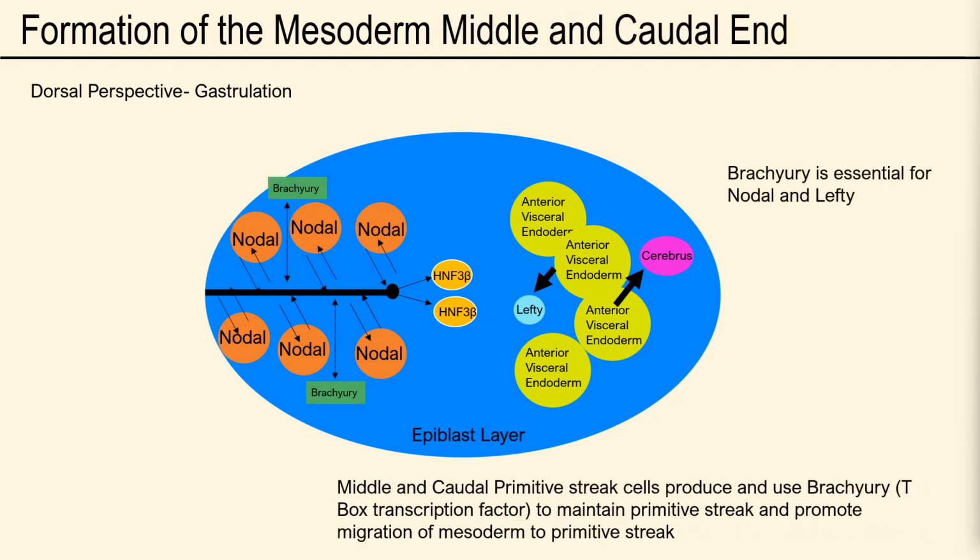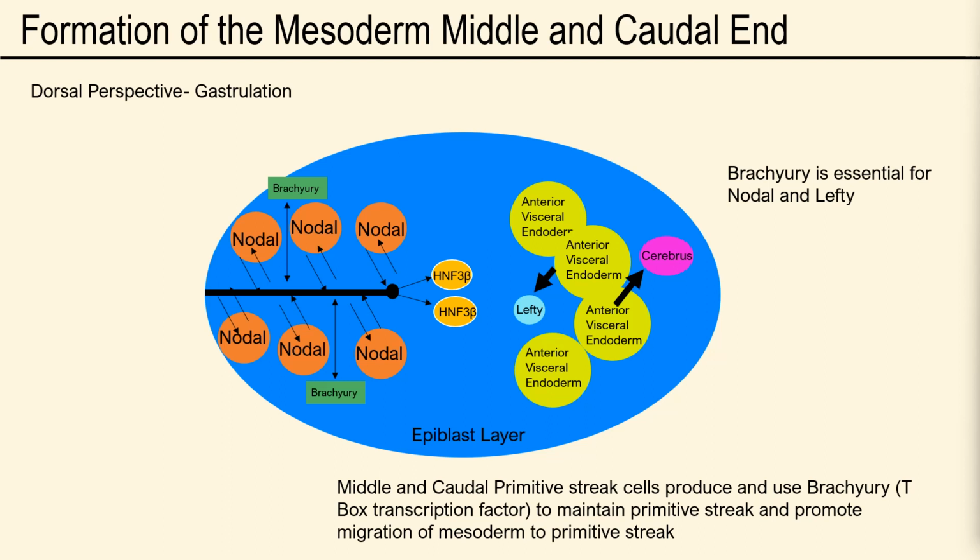Regulation of the mesoderm formation in the middle and caudal regions of the embryo is controlled by brachyury, a T gene expressed in the node, notochord precursor cells, and notochord. This gene is essential for the migration through the primitive streak.